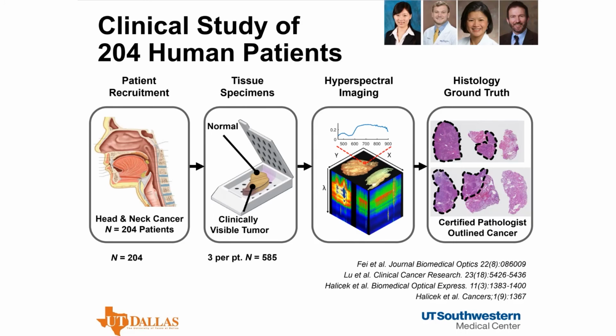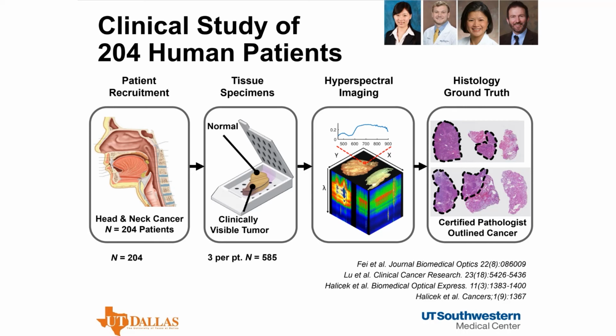In the past years, we performed a clinical study of 204 human patients using hyperspectral imaging. Two PhD students, Guolan Liu and Martin Halicek, worked on this project. Each of the students published more than 20 papers when they worked in my research laboratory. We also had a surgeon, Dr. Amy Chen, and a pathologist, Dr. James Little, on this study.